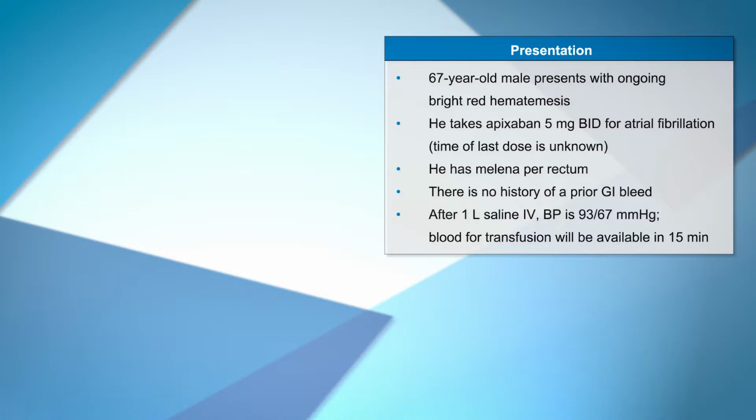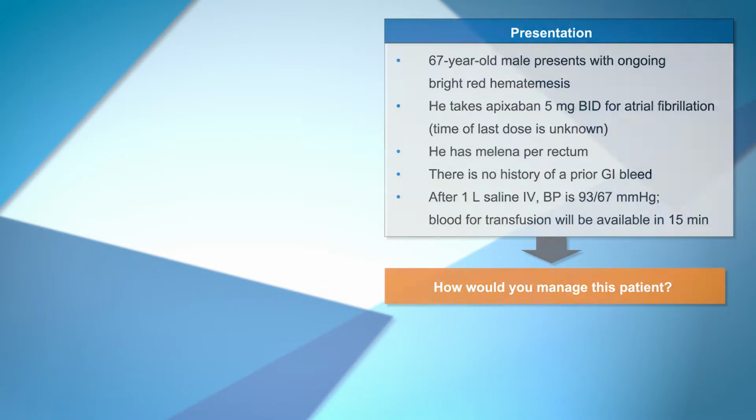He gets a liter of saline rapidly in the emergency department, and after that his blood pressure is 93/67, and blood for transfusion will be available from the blood bank in about 15 minutes. How would you manage this patient?